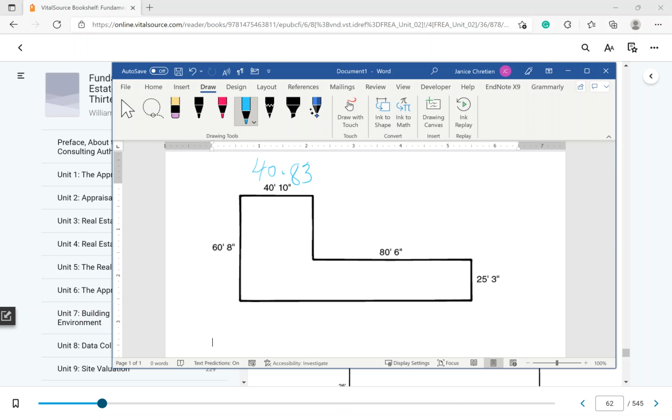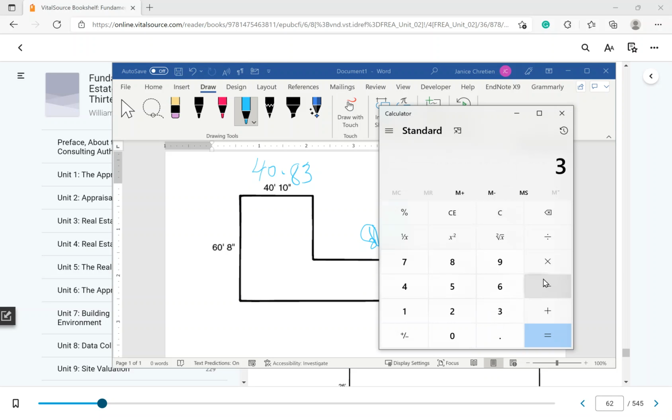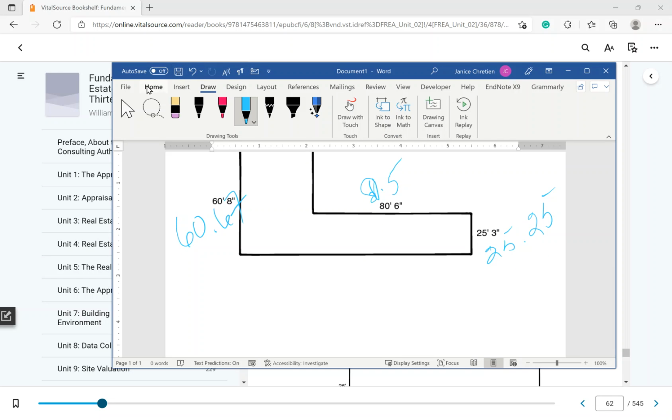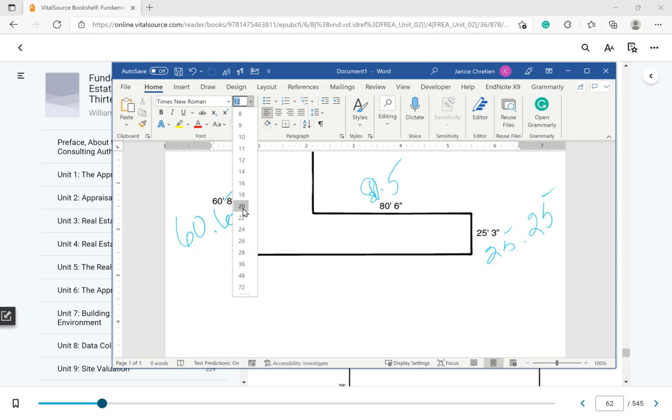So I would say, well, that's easy. That's a half. So that's 80.5. And then 3 divided by 12 is a quarter. And then 8 divided by 12 is 67. So that's the tricky part of this. Otherwise, it's pretty straightforward, like we did earlier.